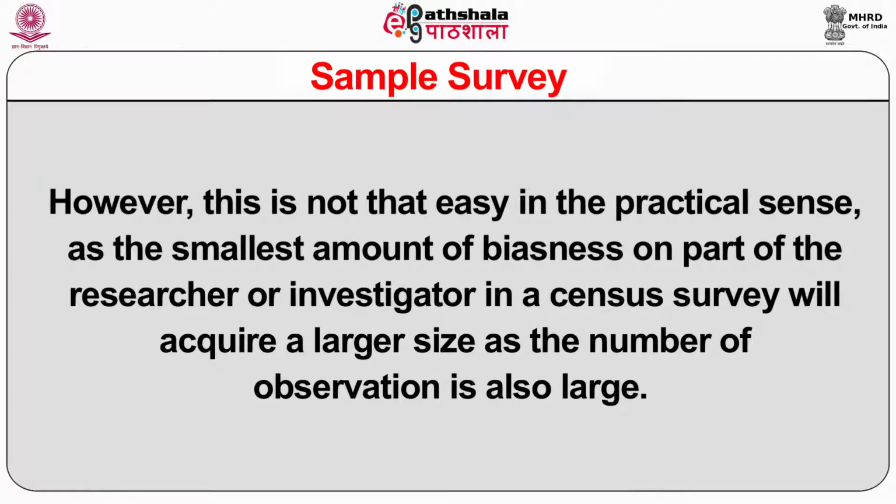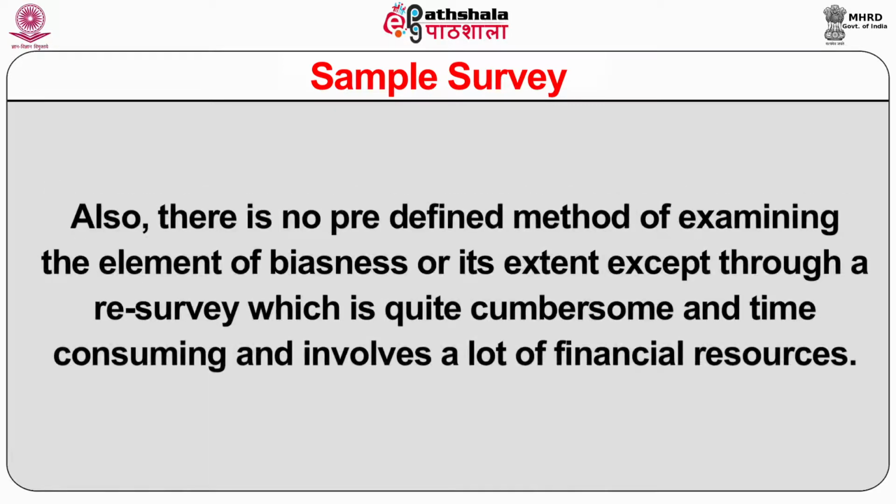In case of a census survey, it is generally presumed that when all items of the population have been included, there is no chance of anything left and the highest level of accuracy can be achieved. However, this is not that easy in the practical sense, as the smallest amount of biasness on the part of the researcher or investigator in a census survey will acquire a larger size as the number of observations is also large. Also, there is no predefined method of examining the element of biasness or its extent except through a resurvey, which is quite cumbersome and time consuming and also involves a lot of financial resources.